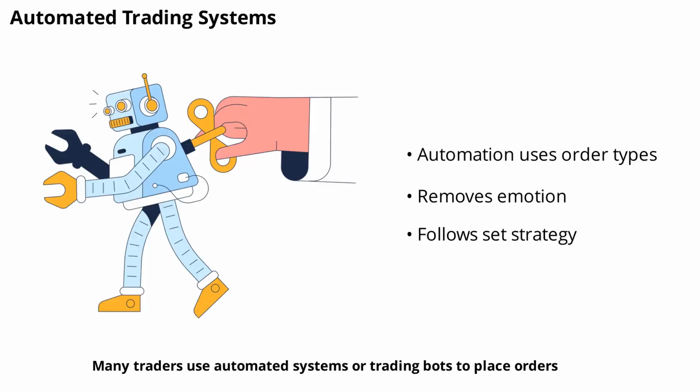Many traders use automated systems or trading bots to place orders. These systems often rely on limit orders to execute trades at specific prices. Market orders can also be used for quick execution, but automation helps remove emotion and stick to a strategy. Understanding order types is key to using automation effectively.